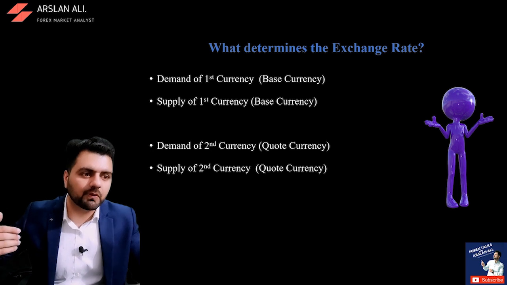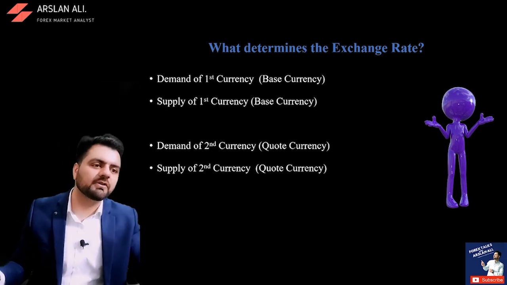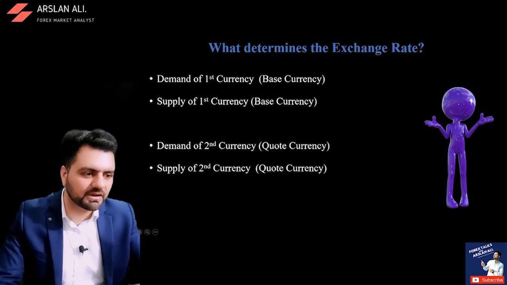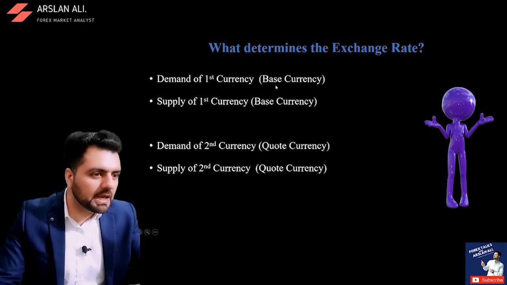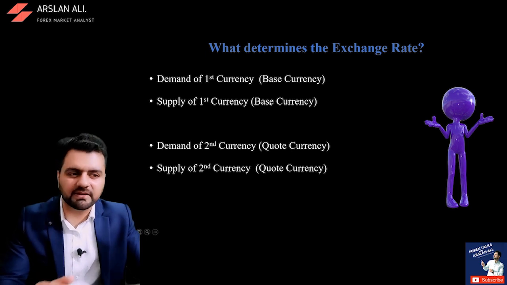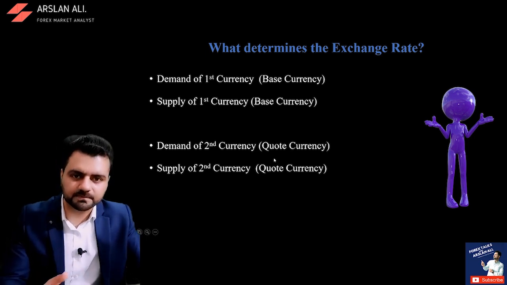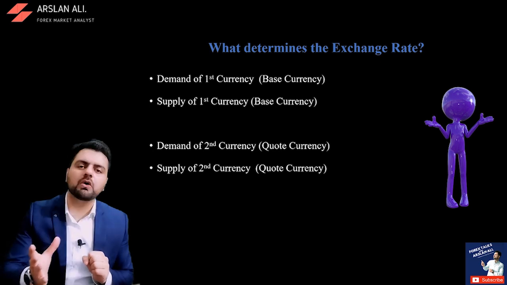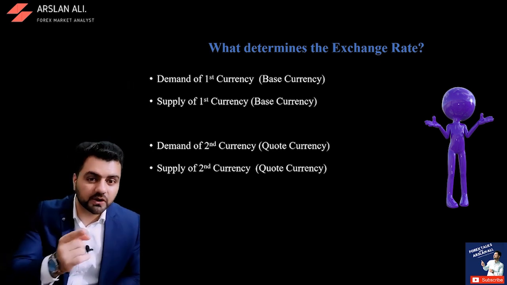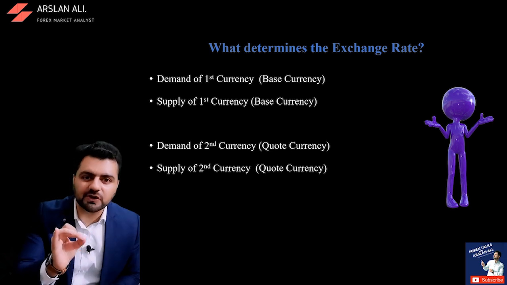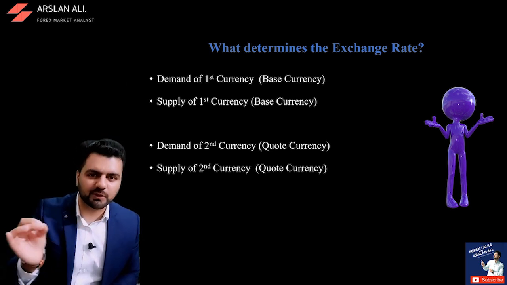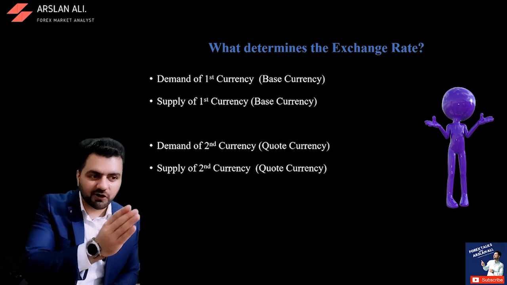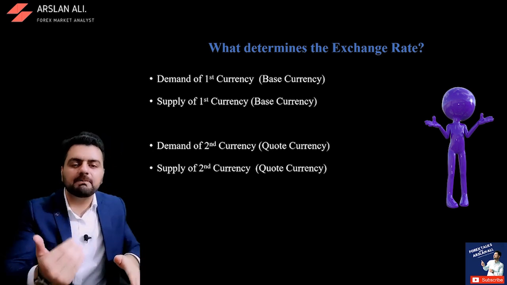As I said, the demand and supply of the first currency, and the demand and supply of the second currency, determine the exchange rate. For example, the first currency, guys, is known as the base currency, and the second currency is known as the quote currency. For example, the value of the exchange rate of Euro USD is 1.1200, which means the quote price for Euro USD is 1.1200. It means that I have to pay 1.1200 of the second currency, which is the quote currency, to buy the base currency.